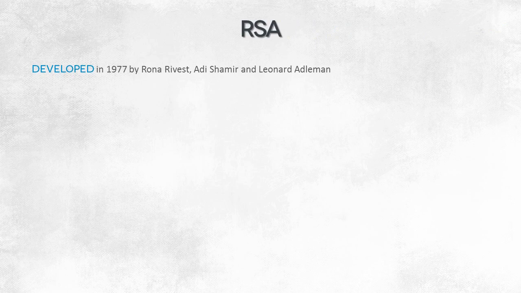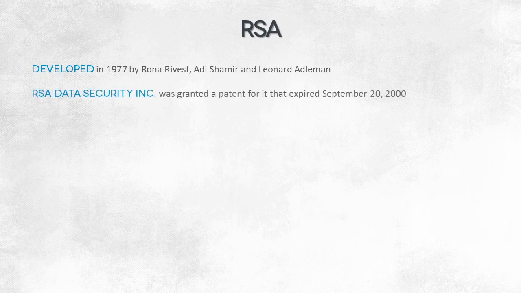Let's go back to RSA. The algorithm was granted a patent that expired in 2000. To be able to use it before that time, a license fee had to be paid. The patent rights were given to RSA Data Security. On the expiry, the RSA algorithm has been implemented in a number of solutions and software.